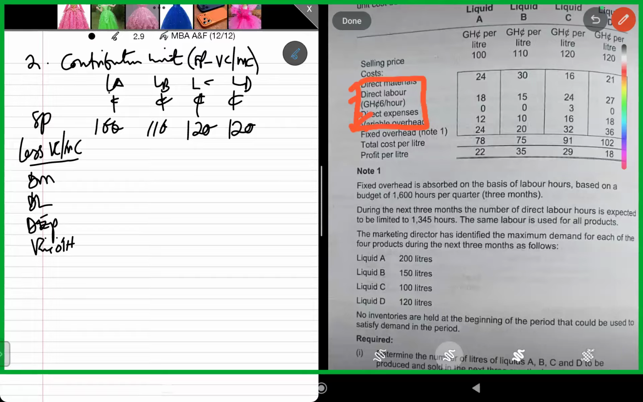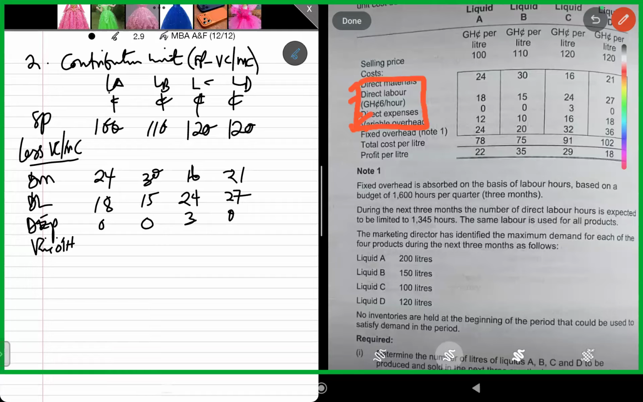So what do? Direct material is 24. I'm writing the figures just as they are in the question: 24, 30, 16, 21. Then we have 18, 15, 24, 27. Then we have 0, 10, another 0, 3, and 0.